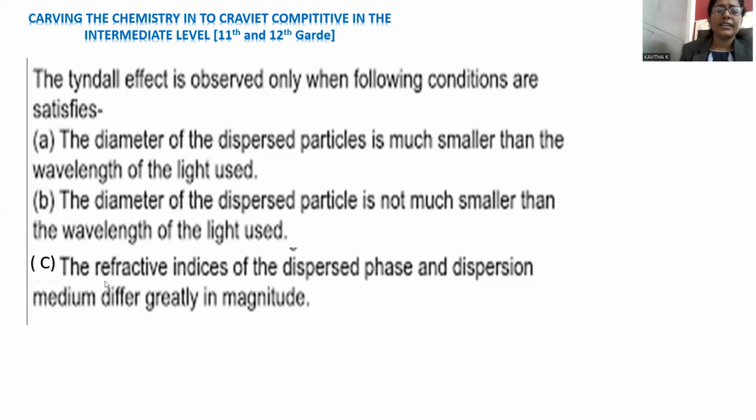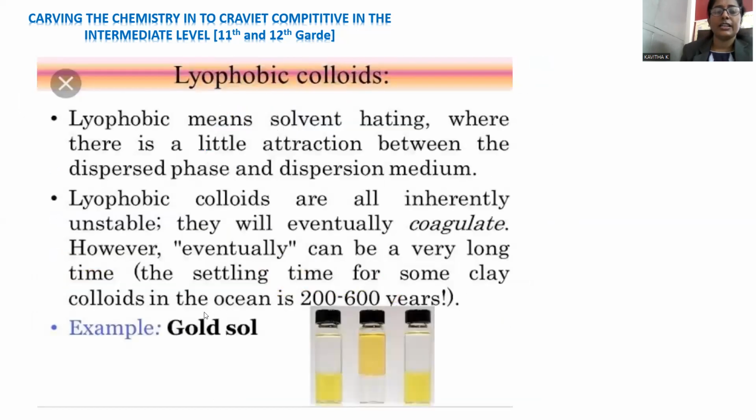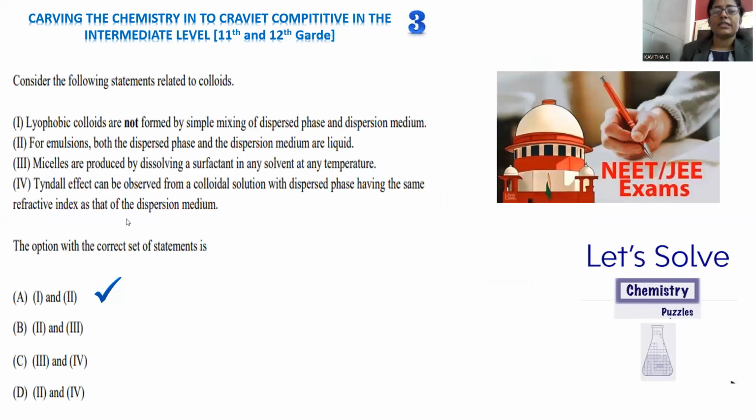Fine. And the refractive indices of dispersed phase and dispersion medium differ greatly in magnitude. So this is the condition they are actually asking about. They are saying both should be the same, but both should be different. That's why this is also not satisfied. Only options 1 and 2 are exact answers for colloidal solutions. They are given in option A. For question number 3, option A will be the correct answer.